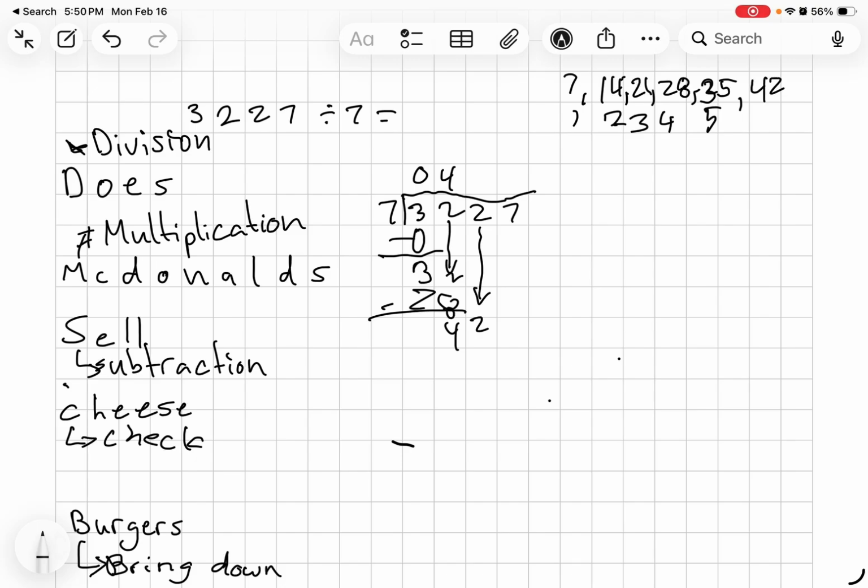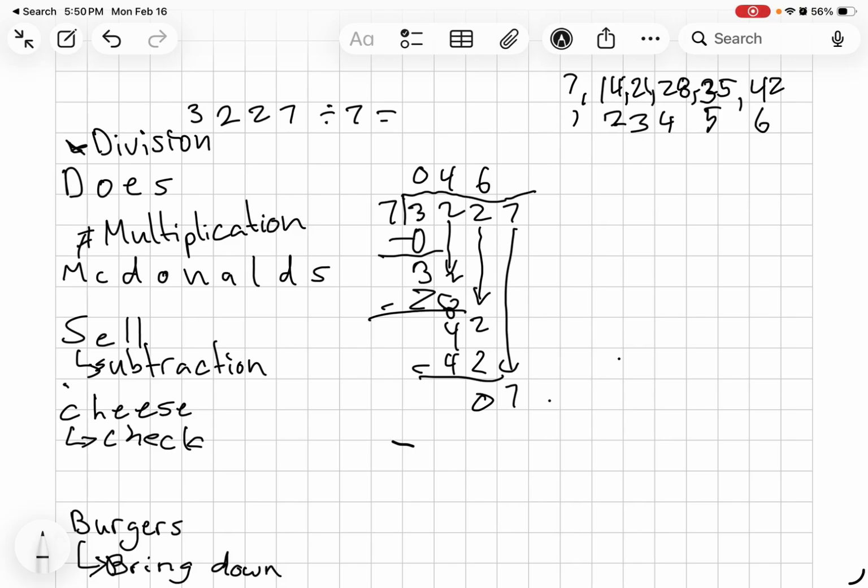Oh, that's good, because 7 times 6 is 42. So I put 6 there. 6 times 7 is 42. So I put 42 there. Then we subtract. And you know that 7 is greater than 4. We don't need to do that step because we already know it. We're too smart. Anyway, so then we get 0. 7 is bigger than 0. But we have to bring down the 7.